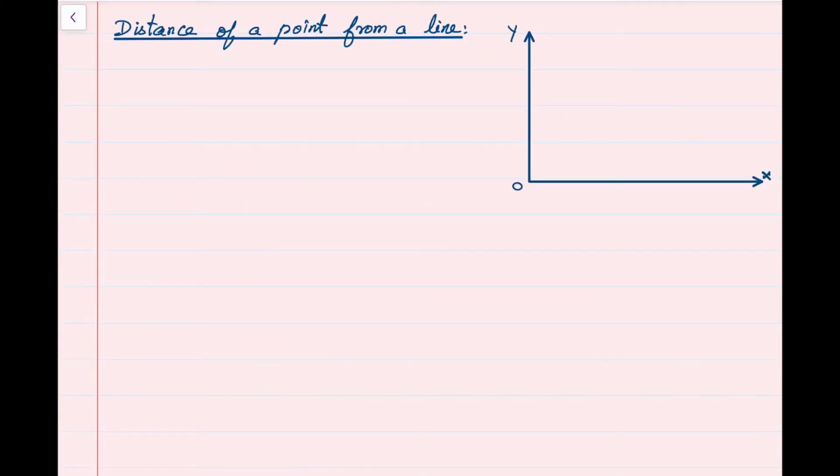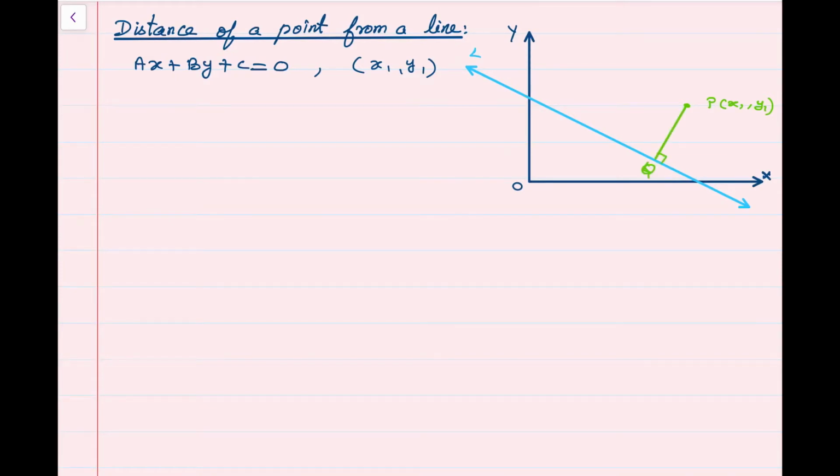Now we will see the formula to find the distance of a point from a line. Let the given line be Ax + By + C = 0, and the given point is (x1, y1). Let this be the given line L and P be the given point (x1, y1). We are going to find the distance between the point P and the line. Distance between a point and a line means the perpendicular distance, which is the shortest distance. We are going to find the distance PQ.